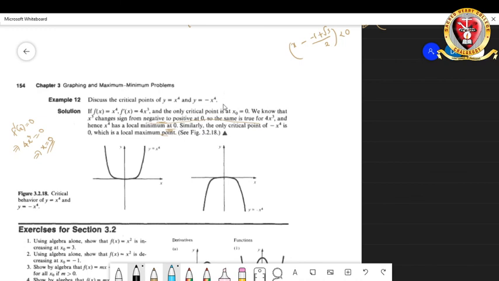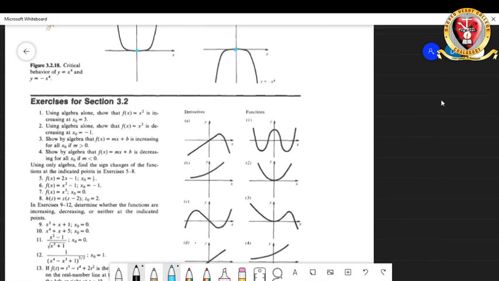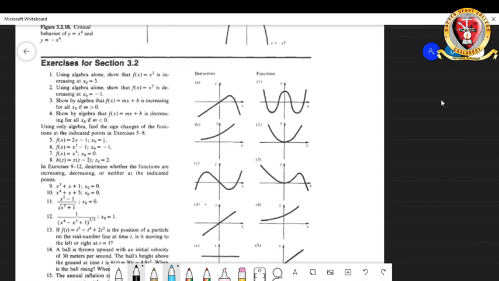Similarly, for minus x raised to 4, the critical point is x equal to 0. Here, the derivative will change from positive to negative. That means by the critical point test, the point x equal to 0 is a local maximum point. So here you can see from the figure that this point is a local minimum and this point is a local maximum. So that's all for this section.